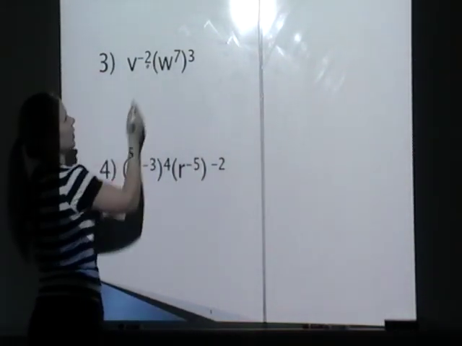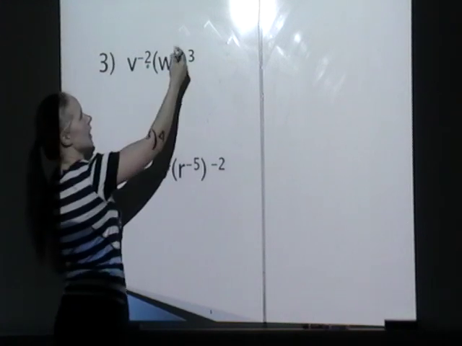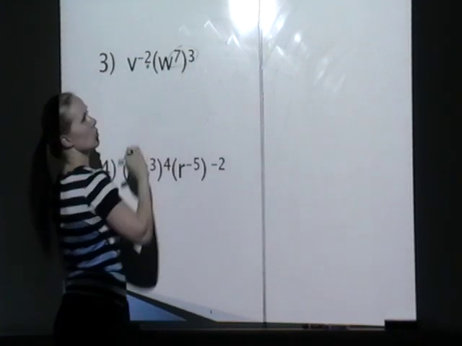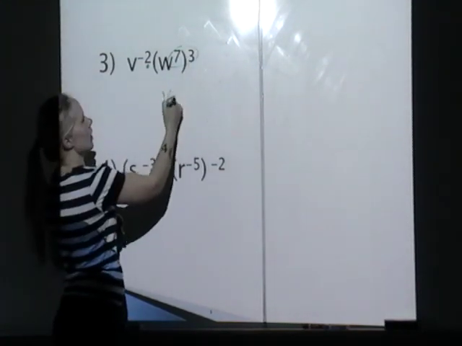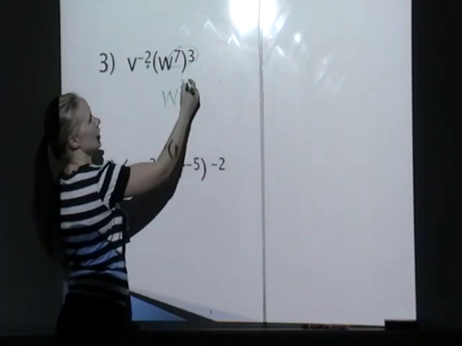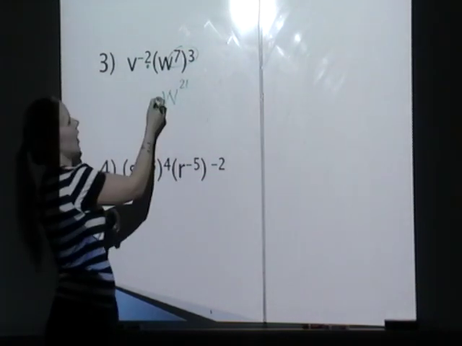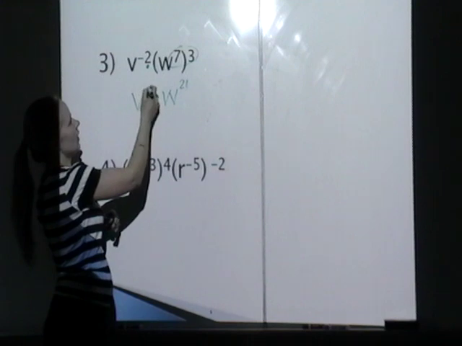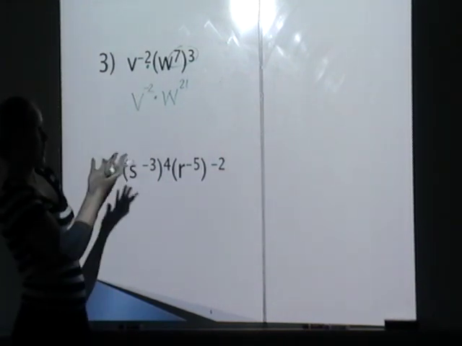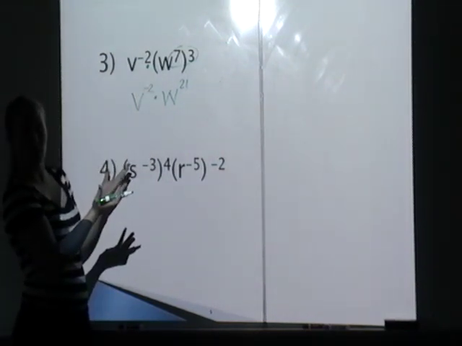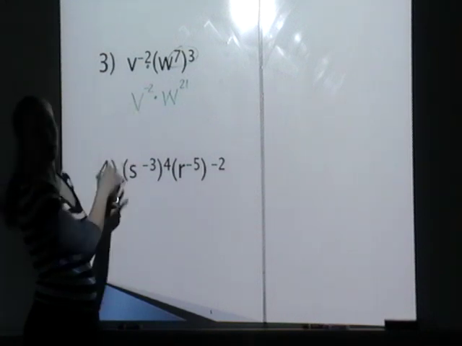I know that this is multiplication in there. They're stuck together. But I see I have a power raised to a power, so I'm going to use my multiply rule. And so this is w to the 7 times 3, which is 21st power. And I'm going to be multiplying that by v to the negative 2nd power. So now I take a look and see what I have here. And I can't leave this exponent negative.